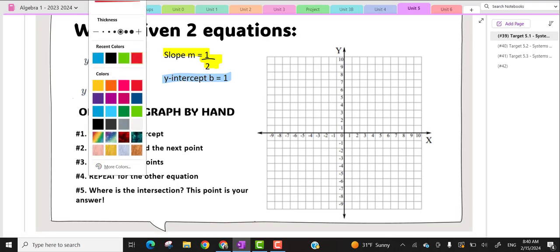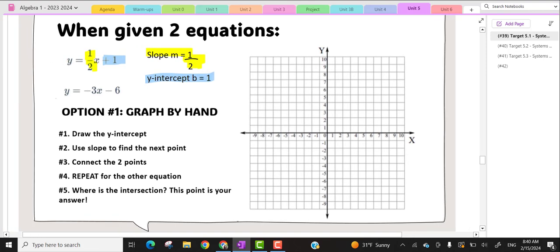Remember, circle the y-intercept because that's your first point on the graph. So slope siempre es el número con la x, right? Slope is the number with x, and y-intercept es el otro número. Necesitas alrededor un círculo por y-intercept porque ese es tu primer punto en la gráfica.